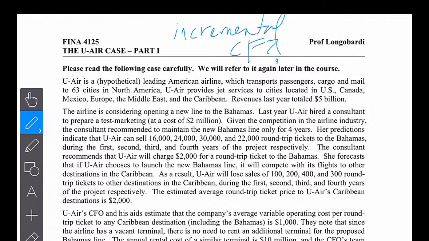So we think if we don't take on the project, would our revenues still have been 5 billion last year? If we do take on the project, will our revenues have been 5 billion last year? Because this is past, this has nothing to do with our project. This is not an incremental cash flow. So I can just scratch it out as not relevant to my capital budgeting.